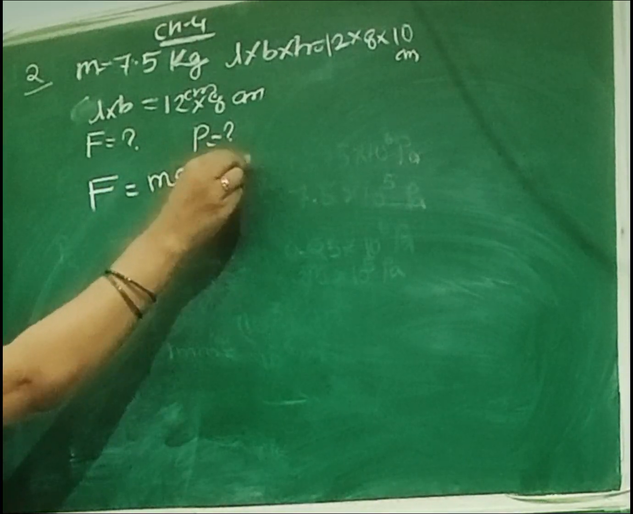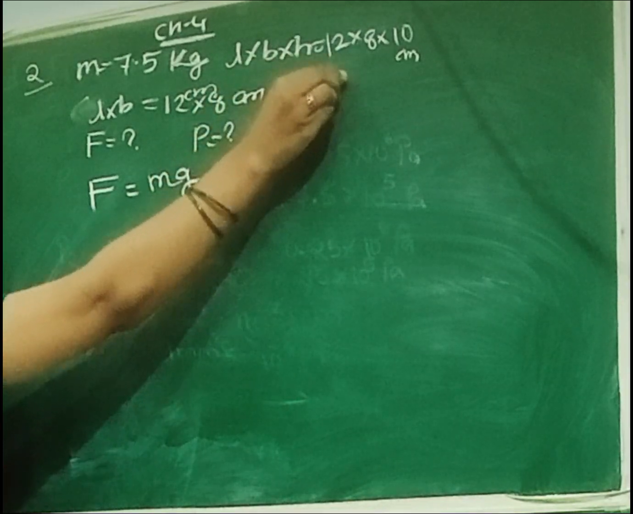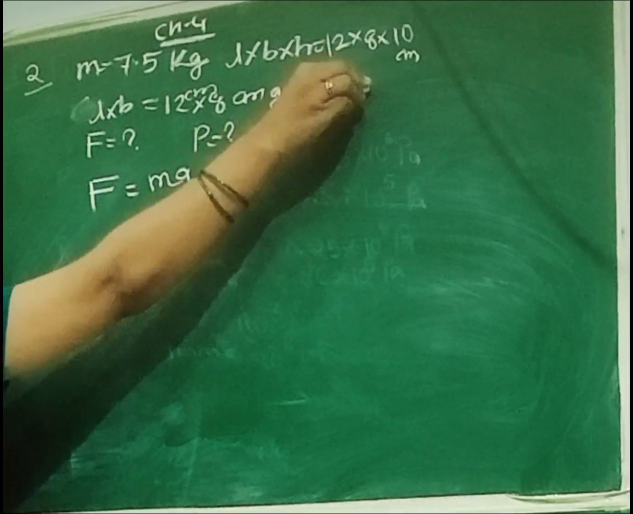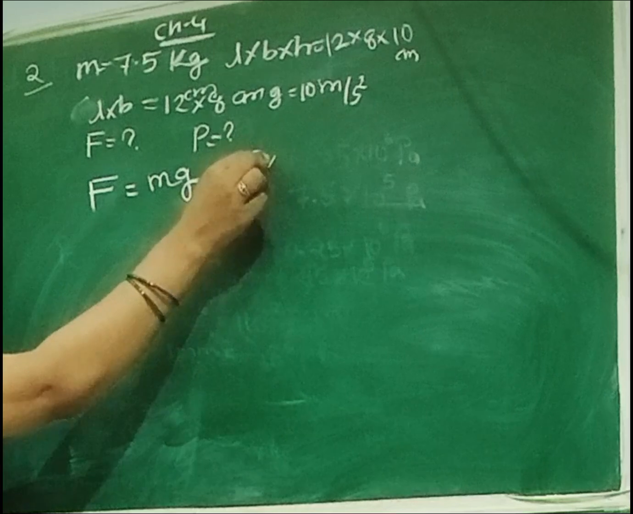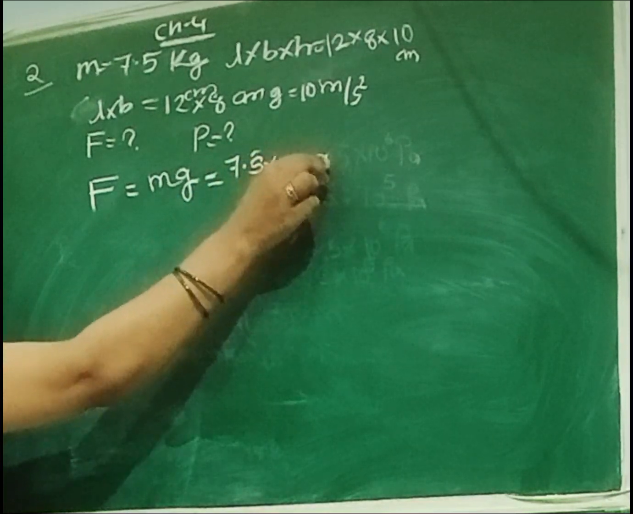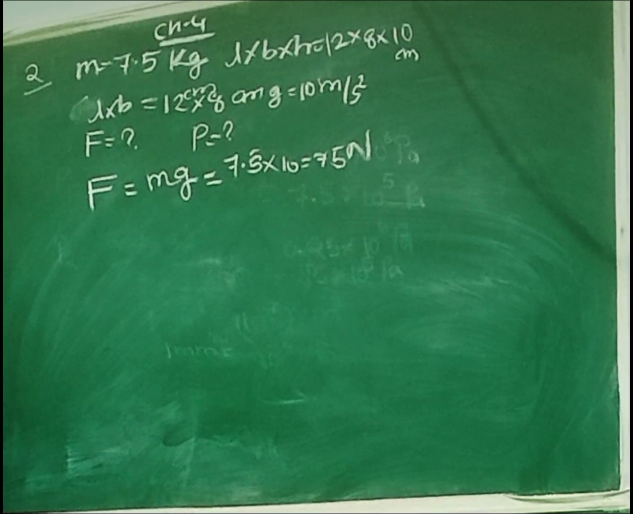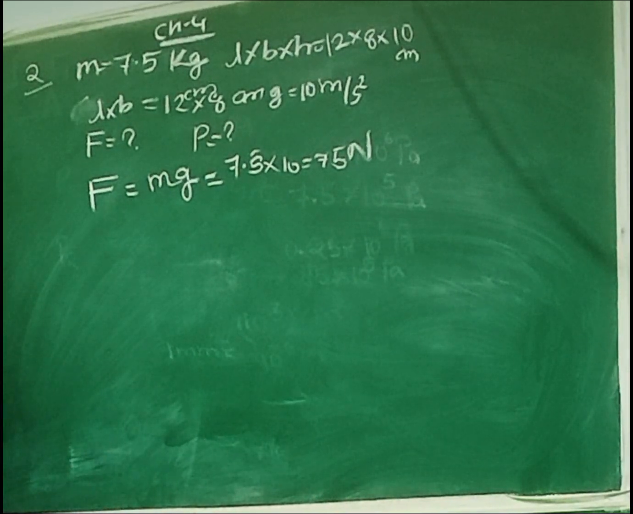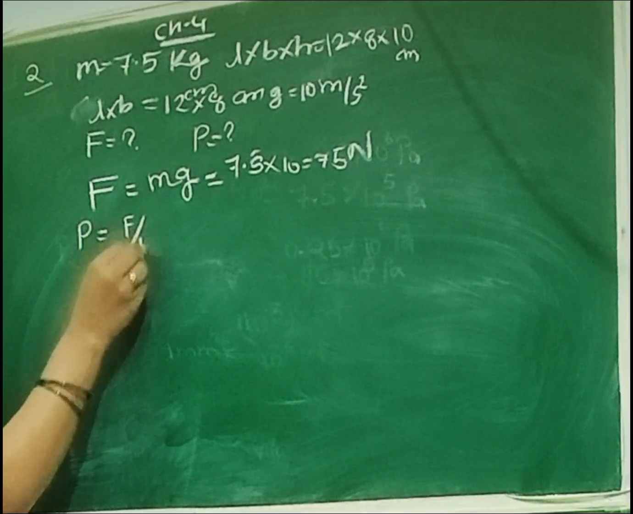Mass is 7.5 and the value of G is not given to you. So you are taking G is equal to 10 meter per second square. For the calculation correctness we can take it as 10. If you want you can take it as 9.8 also. But with 10 it will be easily solved. That is why I am taking 10. After that we need to find out the pressure. So what we know, pressure is equal to force upon area.